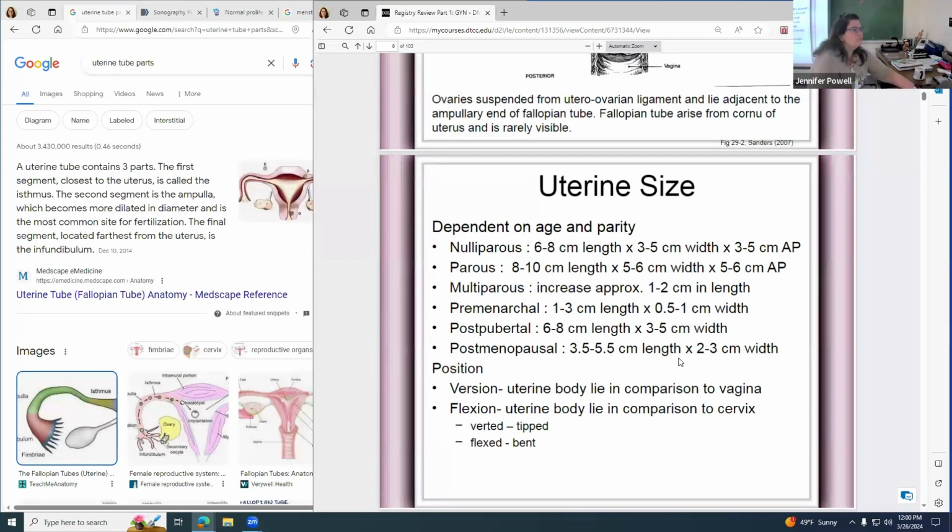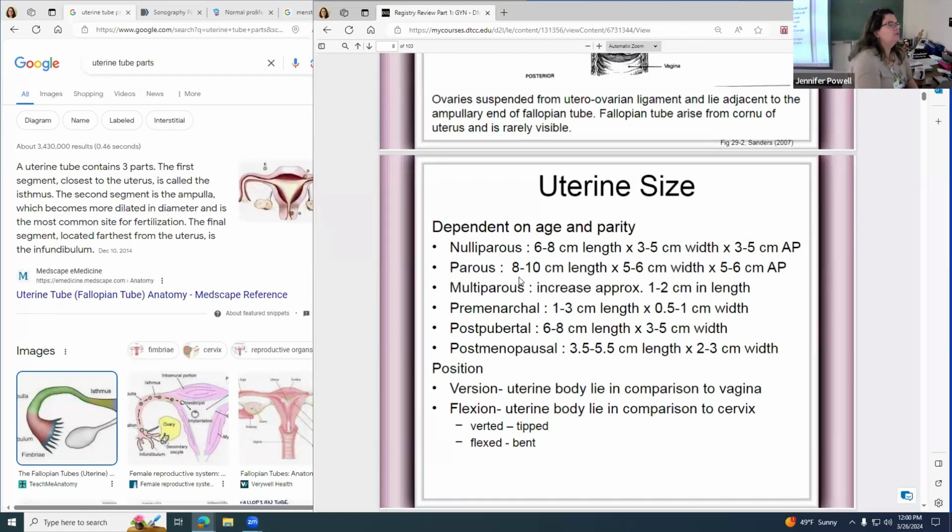And then you've got other terms like primigravida, which is your first pregnancy, and multigravida, which means you've got more than one. Anyway, getting back to uterine size, dependent on age and parity. So nulliparous, never having had a child, the uterus is usually 6 to 8 centimeters in length, 3 to 5 centimeters in width, 3 to 5 centimeters AP.